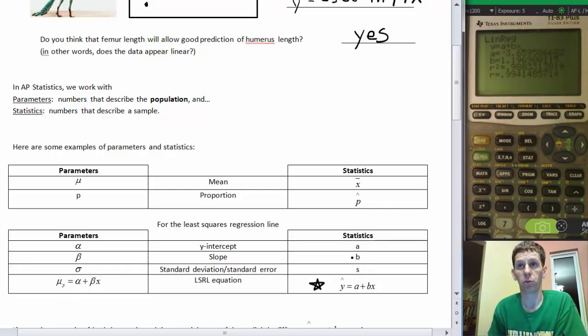Now, if we know the true total data set for the population, we're going to end up with a different least squares regression equation, which is mu sub y equals alpha plus beta times x. For the y-intercept, we use the Greek letter alpha instead of the lowercase a. For the slope, we use the lowercase Greek letter beta instead of the lowercase b. And if we're talking about the standard deviation or standard error of our line, we're going to use s for sample data, or sigma for data from a population.